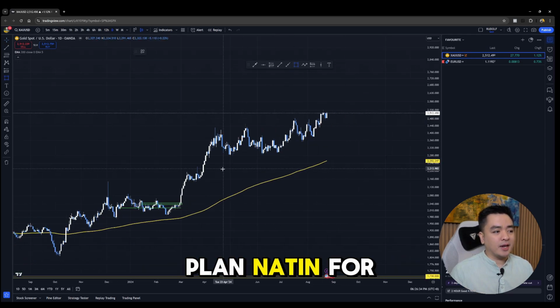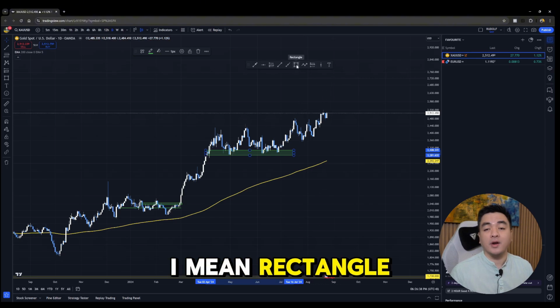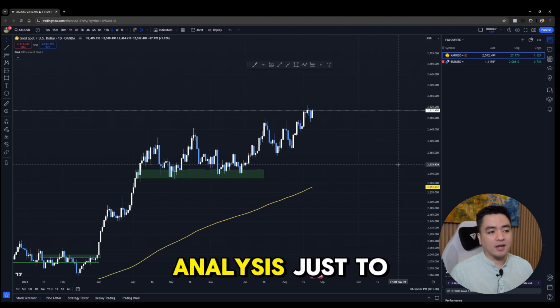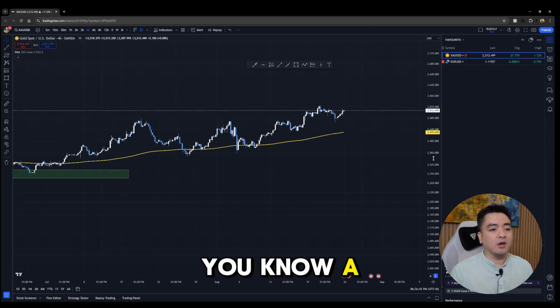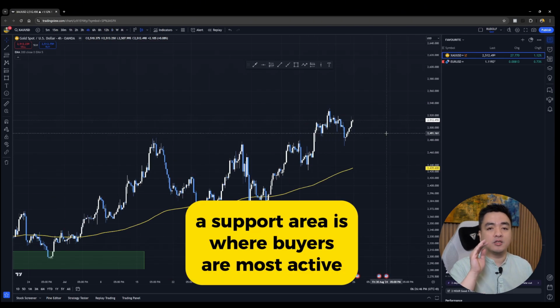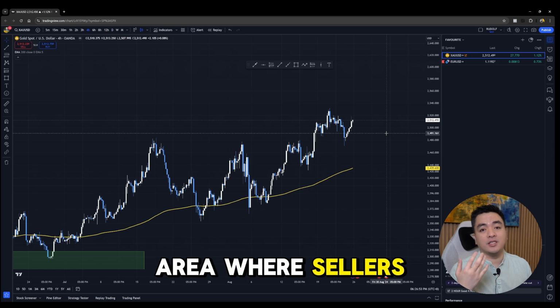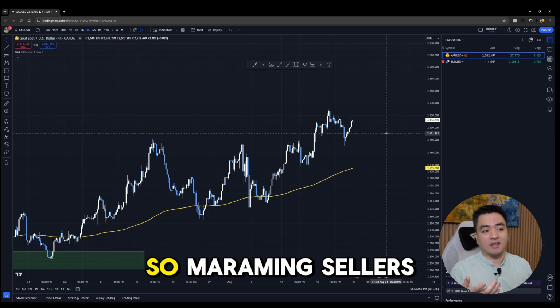So ano yung plan natin for the gold? So I actually use a lot of triangles, I mean rectangles pala, on my technical analysis just to find, you know, a valid support and resistance. So valid support, na-discuss natin. A support is an area where buyers are most active, and resistance naman is an area where sellers are most active. So maraming sellers.